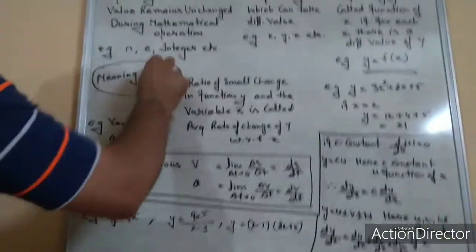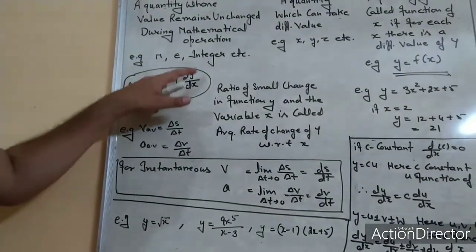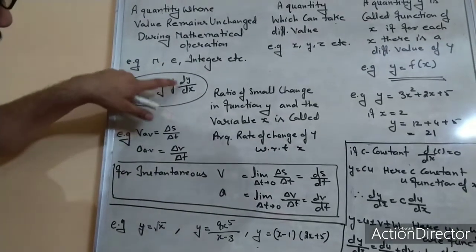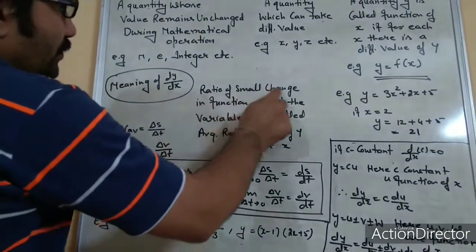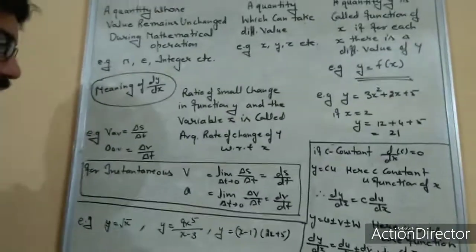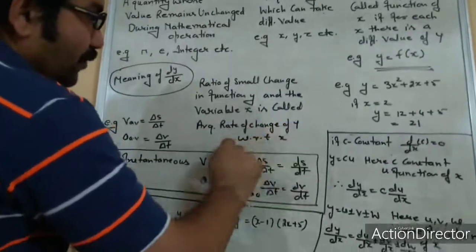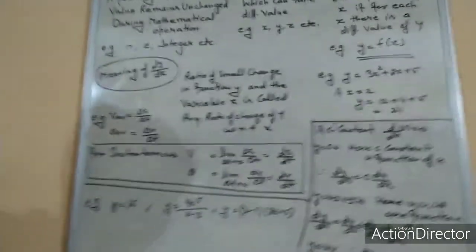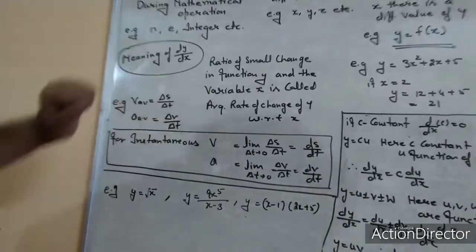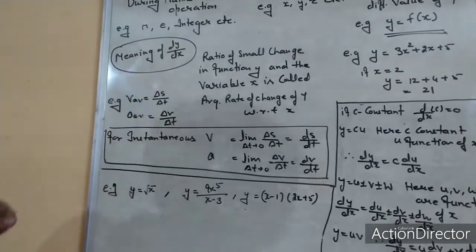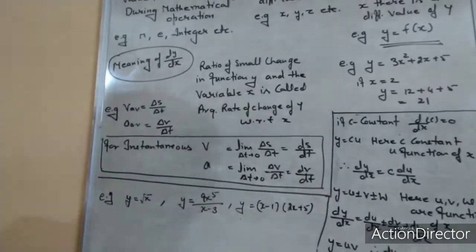Now, the meaning of dy by dx. This is actually the physical meaning of dy by dx. What is the meaning of dy? Why do we write dy by dx? What does it represent? Actually, the ratio of a small change in the function y and the variable x is called the average rate of change of y with respect to x. That means this is a small change in y with respect to a small change in x.